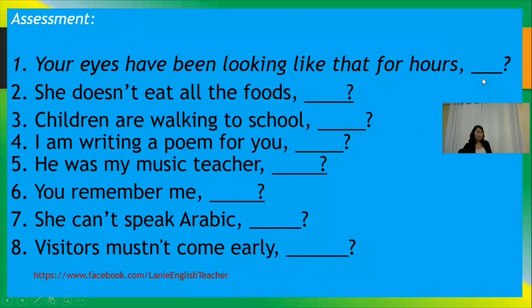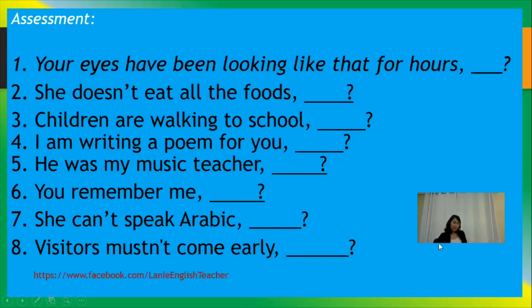Alright, so for your assessment, I'm giving you 8 statements here. So you have to think of the correct tag question for each item. So again, I'll give you maybe 5 minutes to do the assessment.